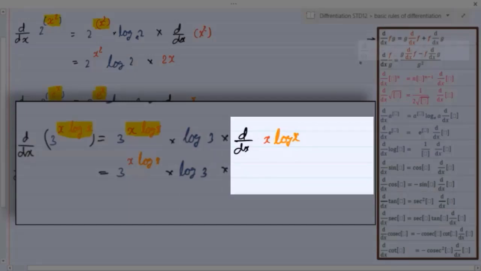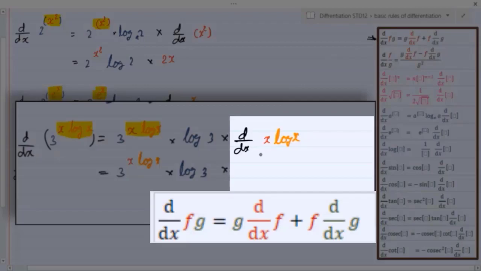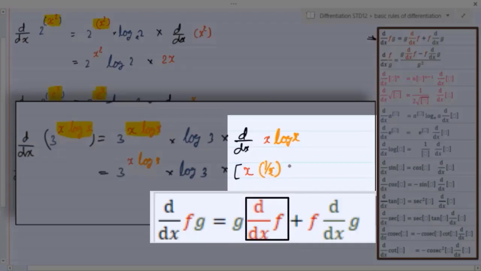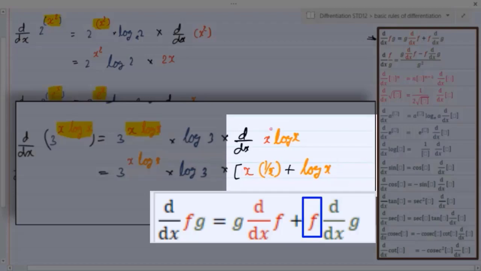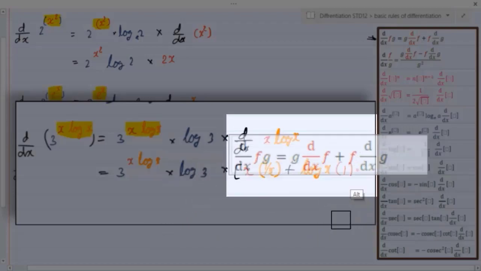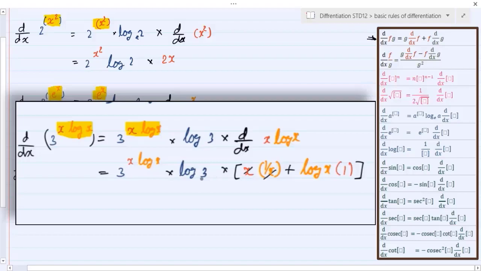And for that, we have to apply multiplication rule. Your x will be as it is. We have to differentiate log x, which is 1 by x, plus your log x will be as it is, differentiation of x, which is 1. So here, x will cancel out. 3 raised to x log x and log 3 will be as it is, into, we will get 1 plus log x. Ta-da! This is your final answer.